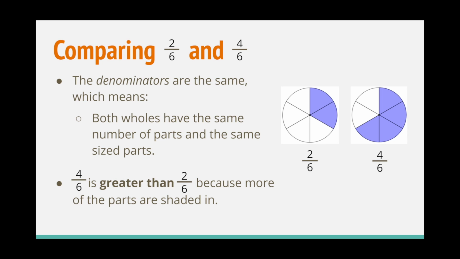All right, so what I notice, the denominators are the same. And this means that both wholes, so both circles, have the same number of parts. They both have 6. And they both are the same sized parts. That means all the parts are the same size. And so because they're the same size parts like we talked about before, we can compare. So I can say that 4/6 is greater than 2/6 because there's more of the parts shaded in. There are 4 parts colored in, whereas 2/6 only has 2 parts shaded in.